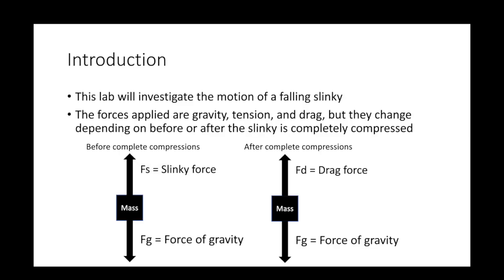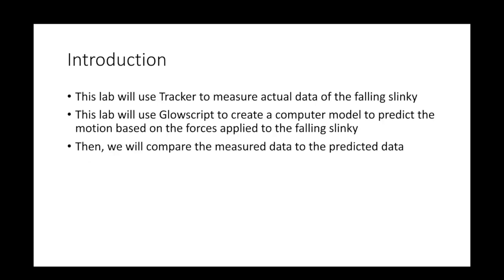The forces being applied are gravity, tension, and drag, but they change depending on whether it is before or after the slinky is completely compressed. At the bottom, you can see some diagrams for both before and after the slinky has been completely compressed. In this lab, we will be using Tracker to measure actual data of the falling slinky. Then we're going to use GlowScript to create a computer model to predict the motion based on the forces applied to the falling slinky. Then we will compare the measured data and the predicted data.